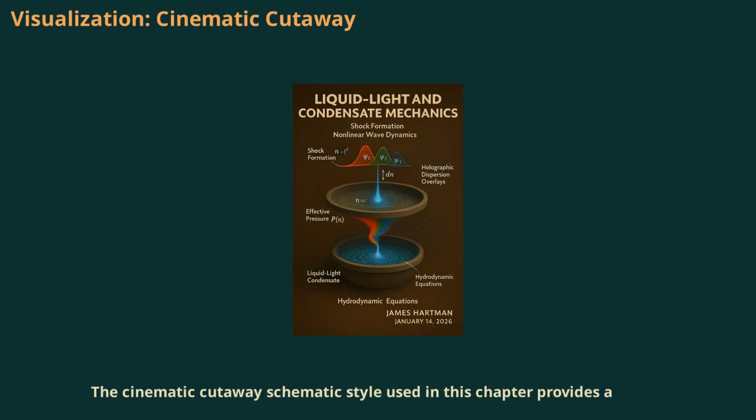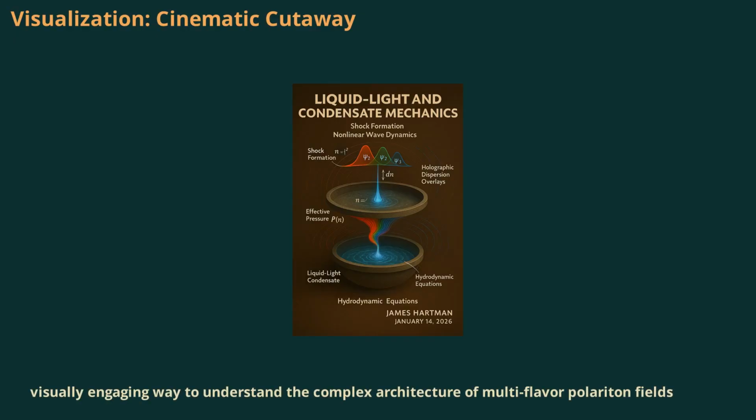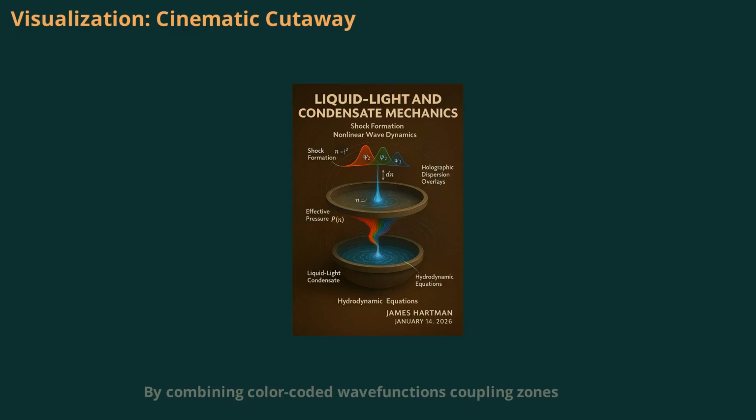The cinematic cutaway schematic style used in this chapter provides a visually engaging way to understand the complex architecture of multi-flavor polariton fields. By combining color-coded wave functions, coupling zones, nonlinear overlays, and holographic rings, the schematic brings the mathematical formalism to life and aids in both teaching and design.